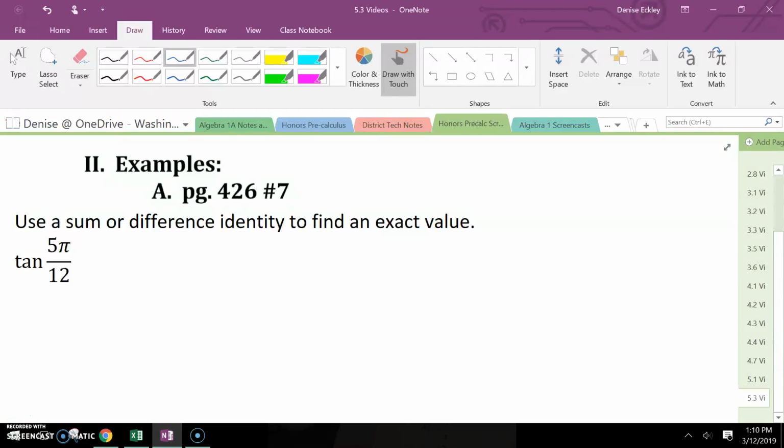The two that I chose, and again, there's more than one way to do this, I decided to use pi over 6 plus pi over 4. To show you that it is 5 pi over 12, creating a common denominator, I have 2 pi over 12 plus 3 pi over 12, which will give you, when you add those two fractions, 5 pi over 12. So that's the identity I'm going to use.